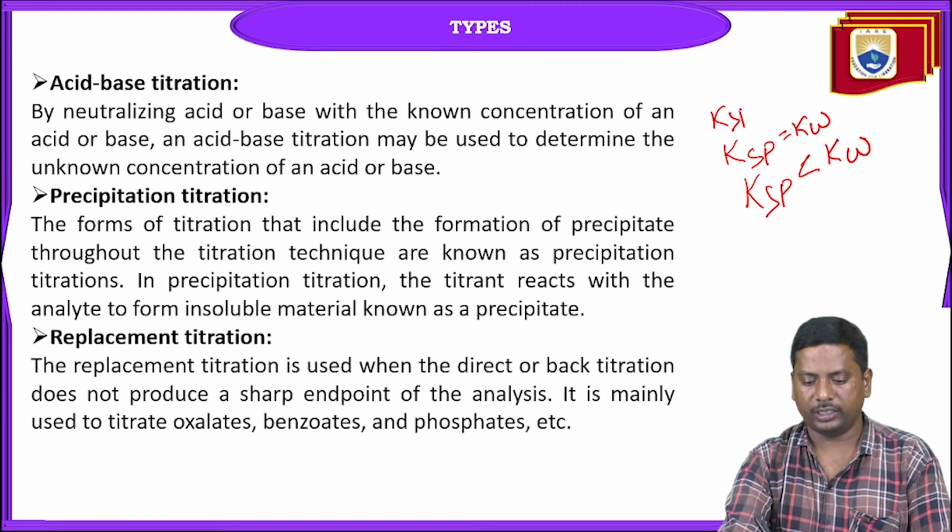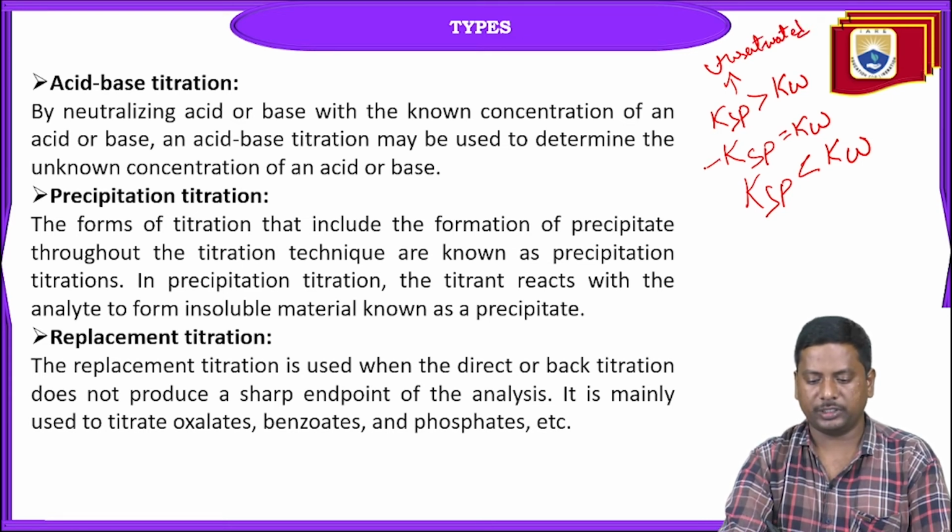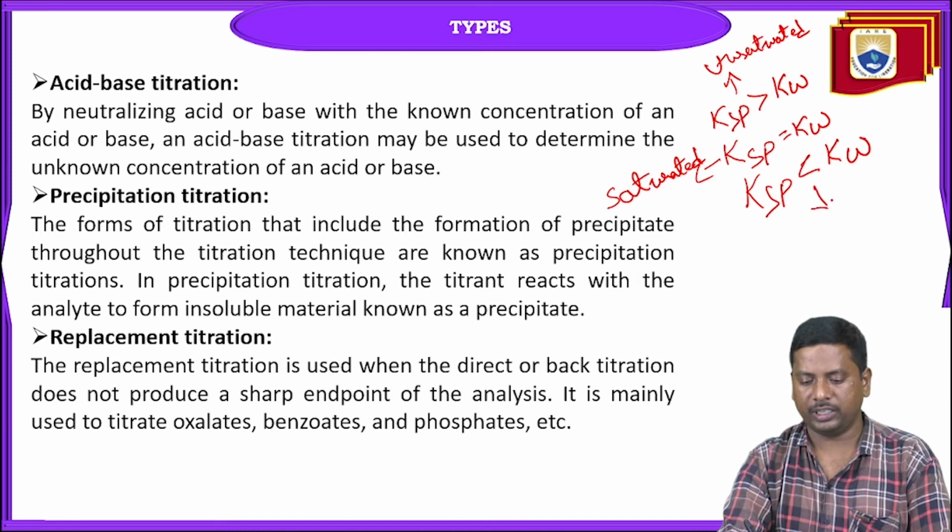And the solubility product is greater than the Kw. So that means this is called an unsaturated condition, and Ksp equal to Kw is called a saturated condition. Ksp less than the Kw is called a supersaturated condition. This supersaturated condition is also called precipitation takes place.